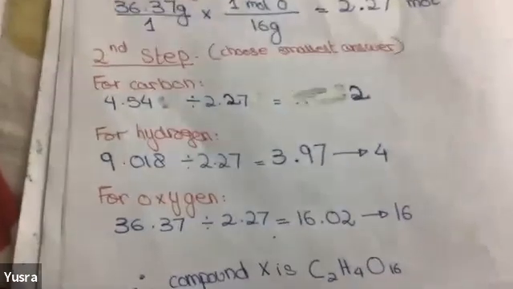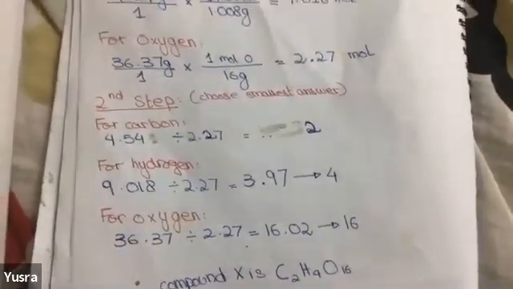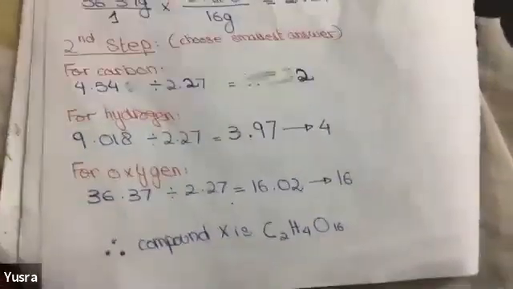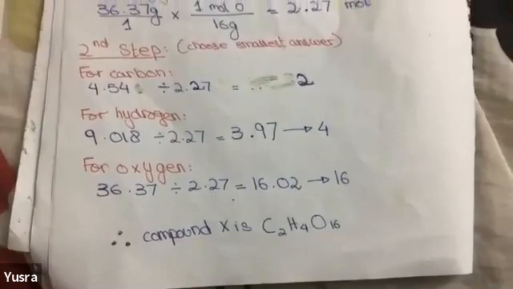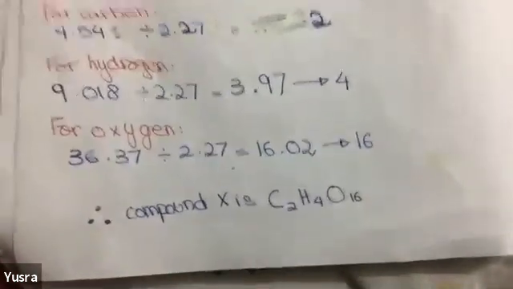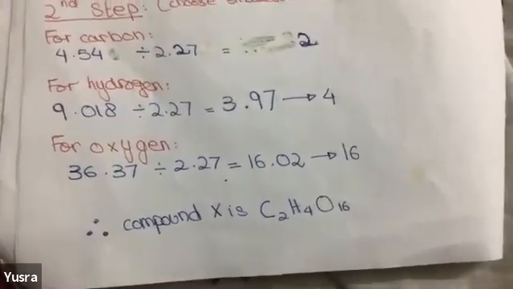Okay. So for the carbon, I divided by the oxygen mole, which is 2.27. I got the answer 2. For hydrogen, I got 4, and for oxygen, I got 16. So the overall answer is C2H4 and oxygen 16.